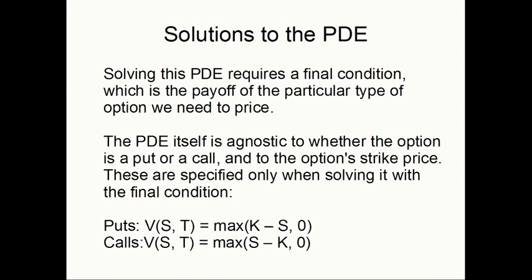The boundary conditions for calls are: 1. As S tends to infinity, V tends to S plus a contract premium. And 2. As S tends to 0, V tends to 0. For puts, these boundary conditions are: as S tends to infinity, V tends to 0, and as S tends to 0, V tends to the discounted strike price.